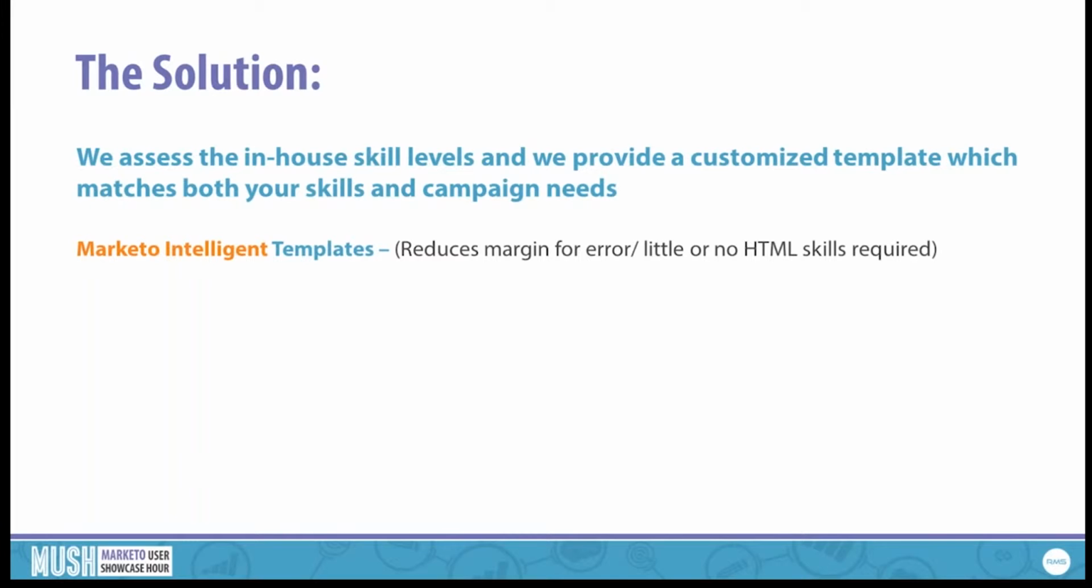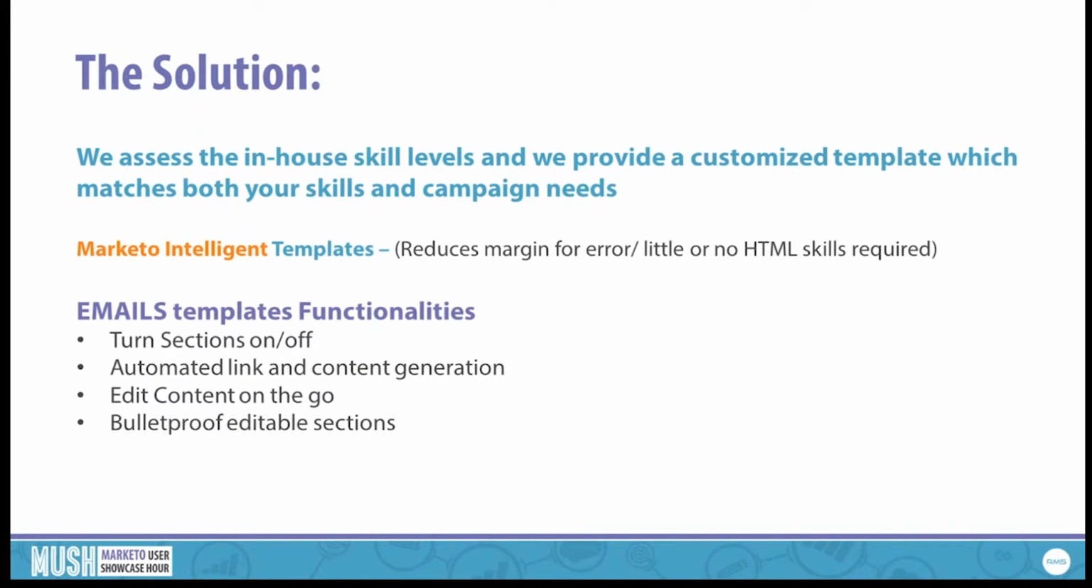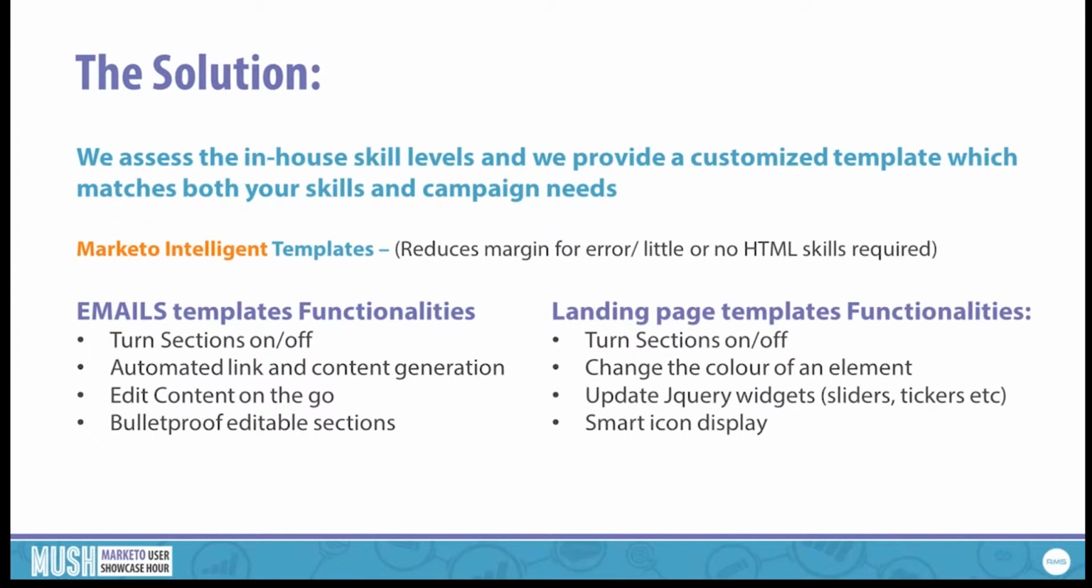So we've set up these templates, and we call them Marketo intelligent templates. The two main goals are to reduce the margin for error, and you shouldn't need HTML skills to update these templates. The Marketo intelligent templates that we build for emails allow you to turn sections on and off, create automated links and content generation, edit content on the go, and have bulletproof editable sections. The landing page template offers some similar functionalities, plus jQuery widgets and smart icon display.